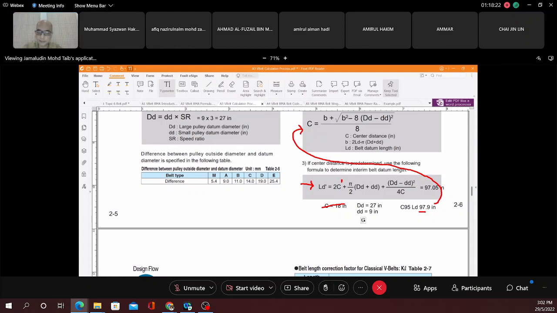The new C is the center to center distance. Calculate for me, please, the new value of C. B will equal this value, 2LD, where the length is 97.9, not 97.5. Be careful, it's 97.9 because we are changing this value. Can you calculate for me, please?